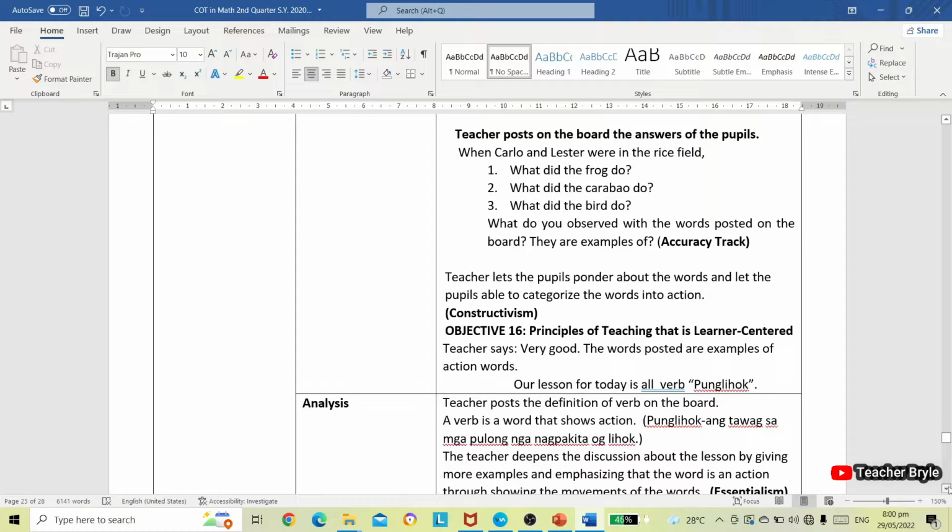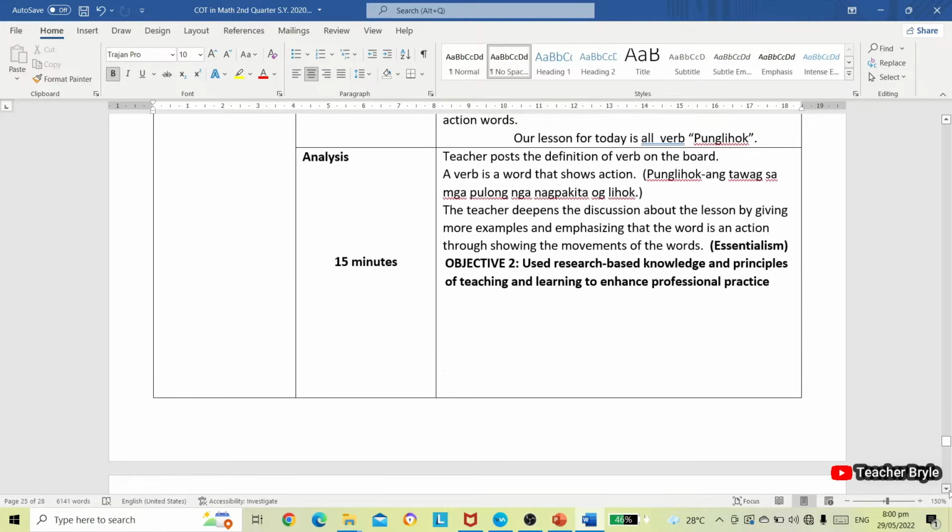Teacher says, very good. The words posted are examples of action words. Our lesson for today is all about verb or pungliho. Analysis, 15 minutes. Teacher posts the definition of verb on the board. A verb is a word that shows action. Punglihok ang tawag sa mga pulong nga nagpakita og lihok.